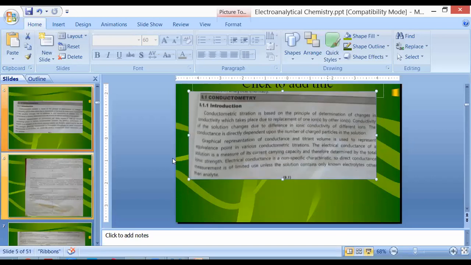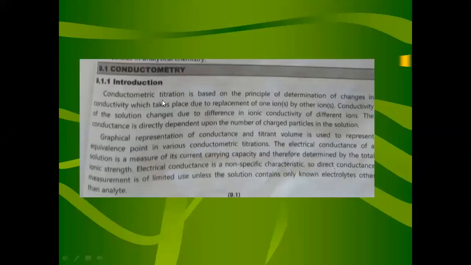Now, what is this conductometry actually? It is a titration which is based upon the principle of determination of changes in conductivity. When we flow the current through any medium by applying two different electrodes, by applying a battery or a voltage to that cell, there will be a flow of electrons from anode to the cathode, or from cathode to the anode. So there will be a flow of current.